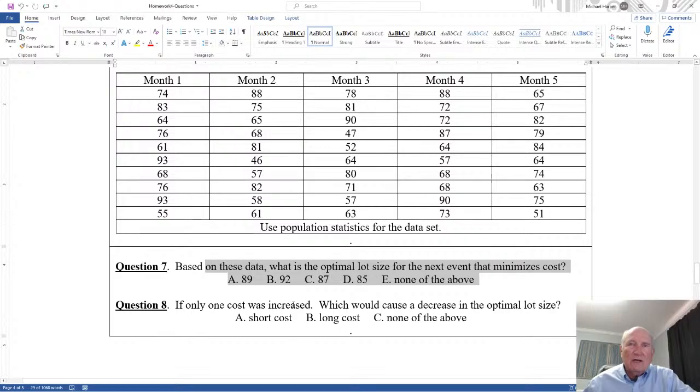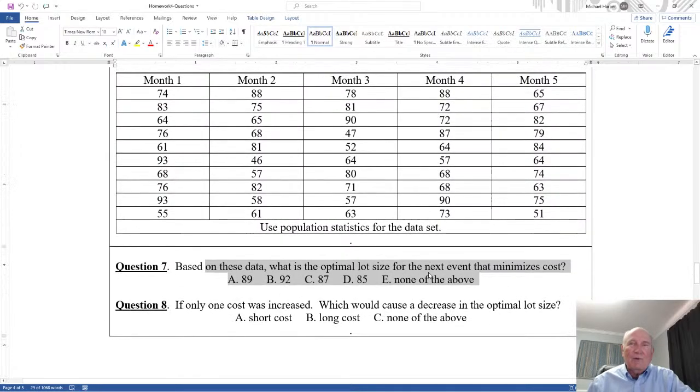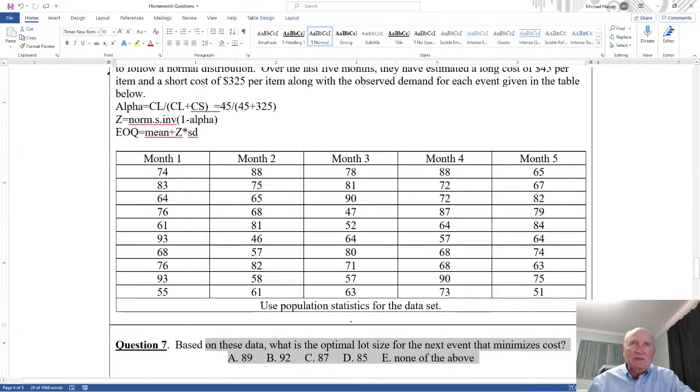Now, if only one cost was increased, either the short or long, which would cause a decrease in the optimal lot size? The short cost, long cost, or none of the above. Well, the best way to do that is put this in Excel, get it, and then increase the long cost and see what happens to the EOQ. And then increase the short cost and see what happens to the EOQ. That's the easiest way, just trial and error.